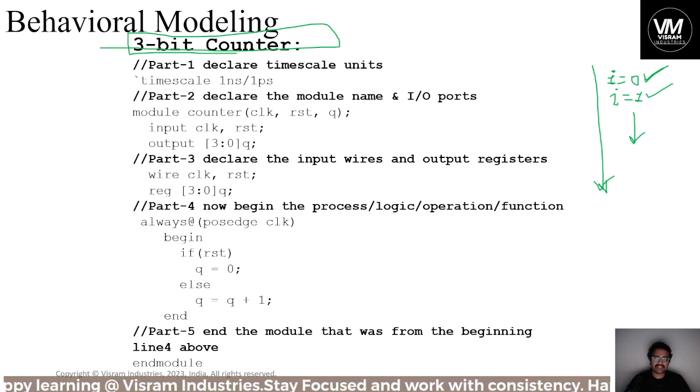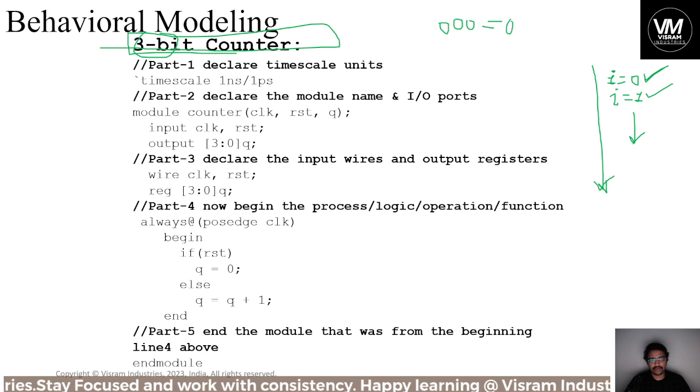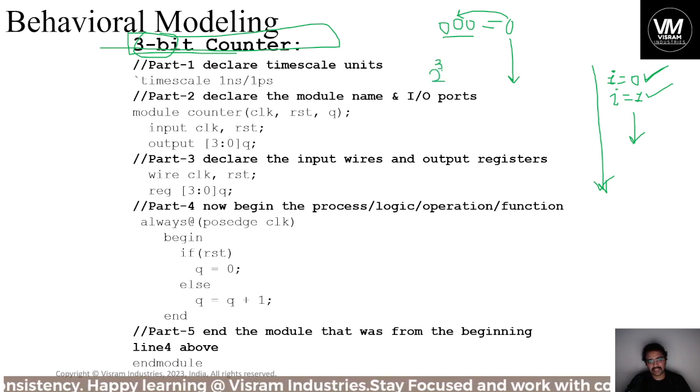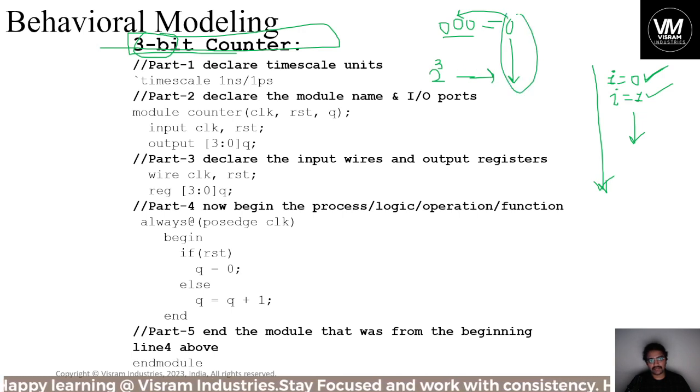But what about the 3-bit here? 3-bit says the counter will have a size of 3 bits. So your decimal value 0 will be written in terms of binary 3-bit. Hence, in the binary value of 3-bit, what is the maximum number of values that you will be getting? That is nothing but 2 power 3. Hence, your total counting values can be 8.